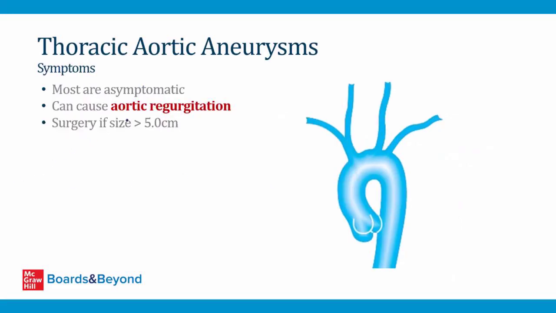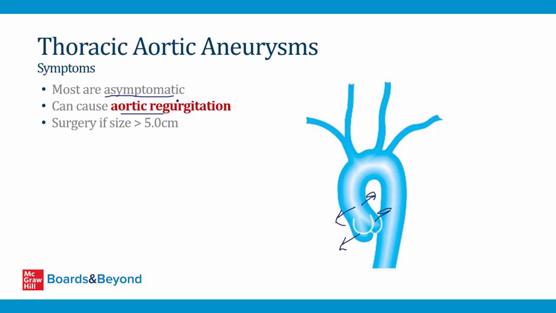In general, thoracic aortic aneurysms are usually asymptomatic. But you should be aware, especially for the step 1 exam, that if you have bulging of the aorta right here outward like this, it can pull the leaflets of the aortic valve apart, and that can lead to aortic regurgitation.